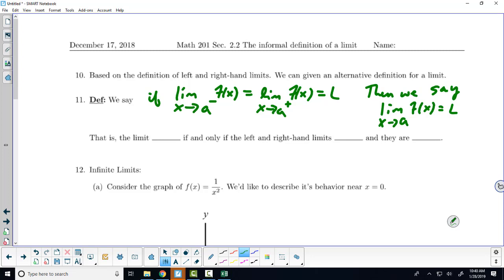Okay. So something to be careful of is I can write this limit expression all day long, as much as I want, but just because I write a limit expression doesn't mean that that limit actually exists. So we got to be a little careful with this. Let's reinterpret this definition. It says that the limit exists if and only if the left and right hand limits exist. And they are what? Equal or the same.